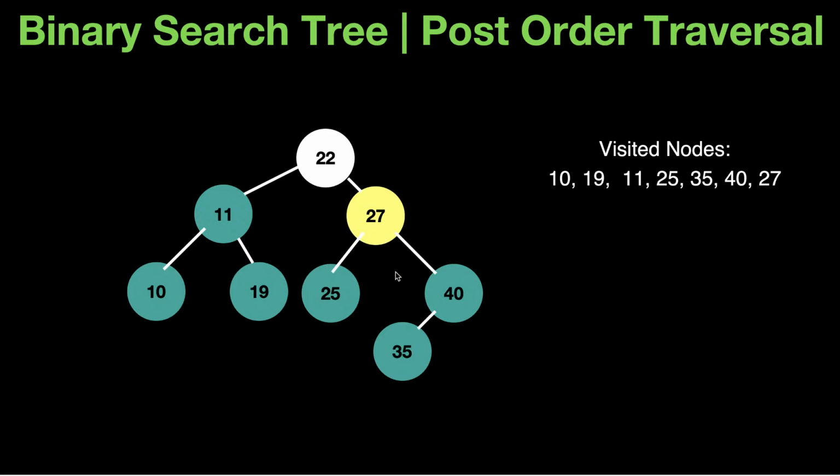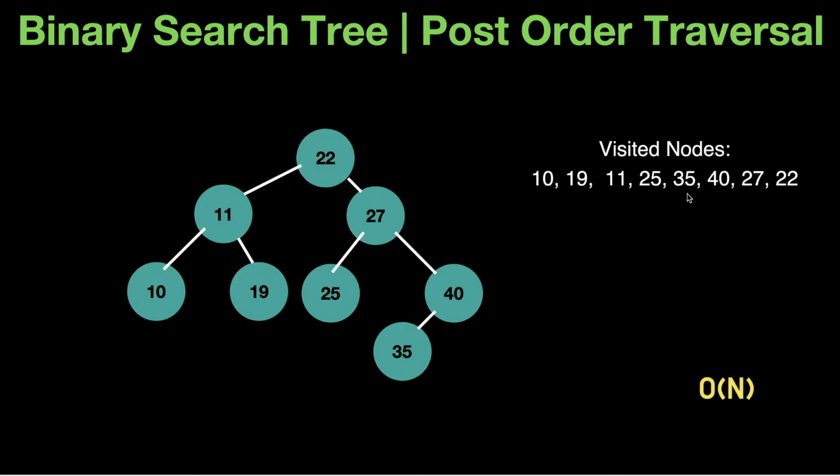Only now we can visit 27 because the left subtree as well as the right subtree has already been visited. So we go back again and we visit 22, and finally we can see that 22 is also visited because the left subtree as well as the right subtree is already visited, and 22 is the final value. So yeah, we have already traversed this tree in post order. This clearly is O(n) because if there are 100 nodes in the tree, we have to traverse 100 times, right? So the number of nodes to be visited is n, so this algorithm is O(n).